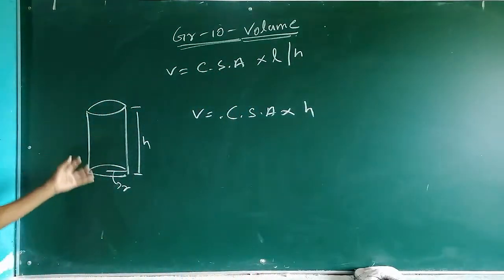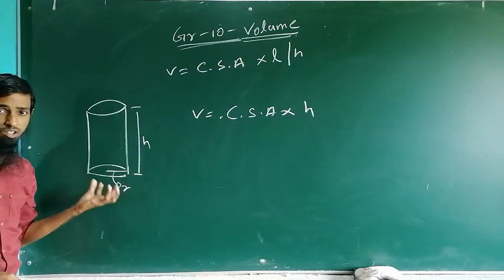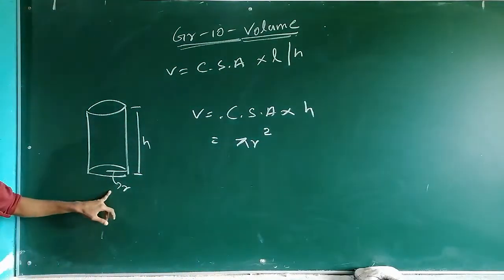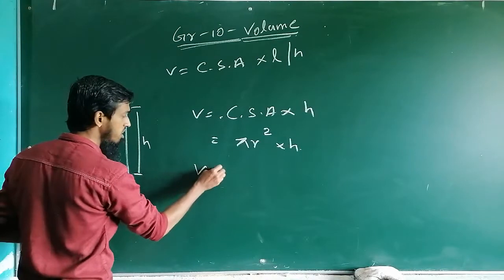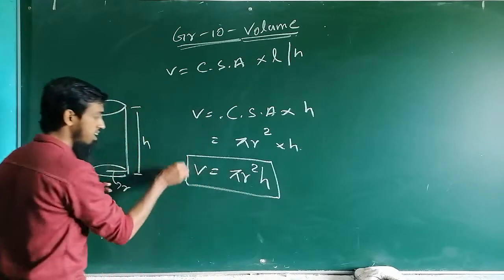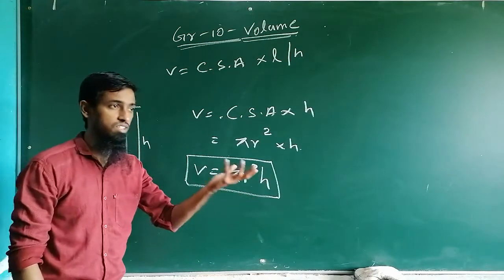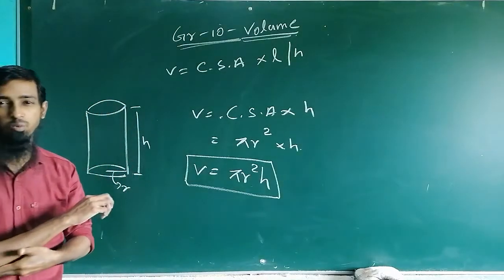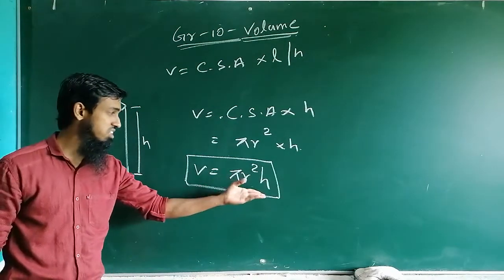So what is the cross-section? The shape of the cross-section we all know, a circle. So the area of the cross-section is pi r squared. The radius is r, the height is h. So we have the equation pi r squared h. The volume of a cylinder is pi r squared h. Like the surface area, 2 pi r squared plus 2 pi r h, we can find the volume of a cylinder by using this equation.